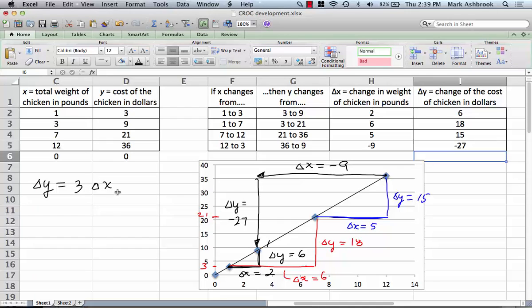Change in pounds. Increase or decrease, change in pounds. And the delta y is? Change in cost. This makes sense. Chicken is $3 a pound, right? So if we make any change in the weight, our change in cost is going to be 3 times that, because every pound is $3. Okay? What if the opposite?